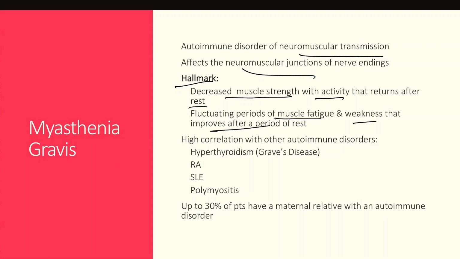If they have myasthenia gravis, there's usually a high percentage they're going to have other autoimmune diseases, hyperthyroidism like Graves' disease, rheumatoid arthritis, lupus, and polymyositis. 30% will have a maternal relative with an autoimmune disease. So next year in the summer, you guys will take a genetics course, and you'll go through the pedigree and all that stuff.